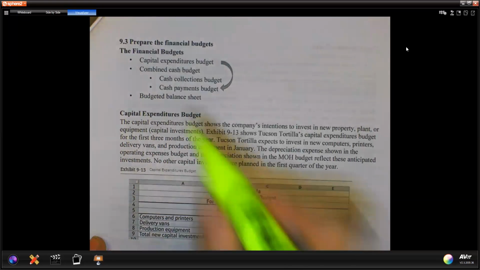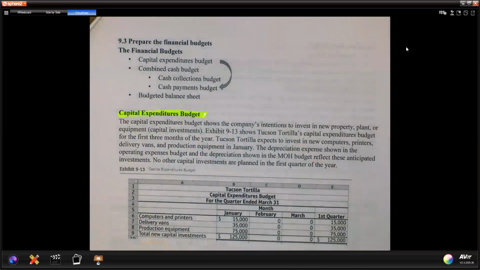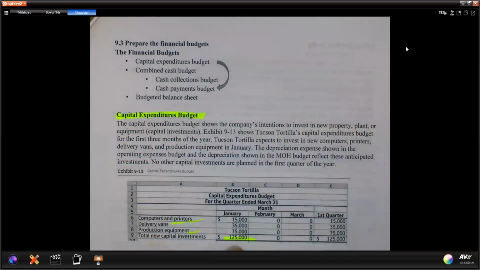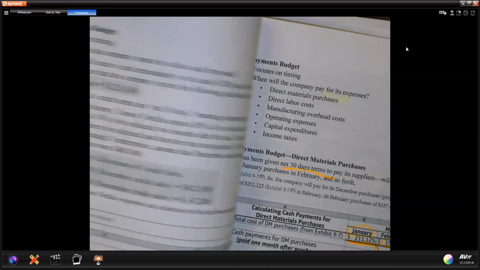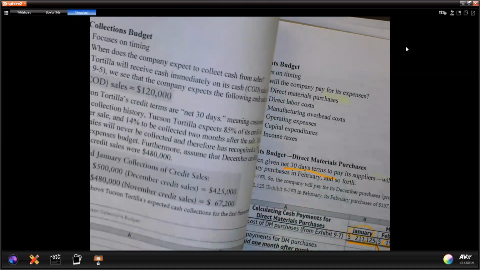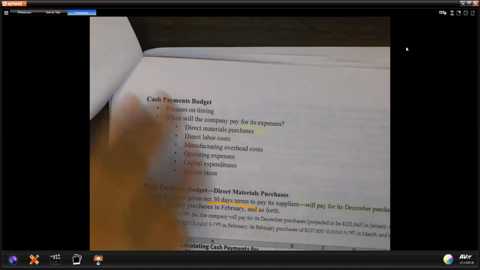One is called the capital expenditure budget. In January you want to buy a new printer, equipment. So in January you will spend 125,000 on capital budgeting, which will be paid with cash. February, March, you don't have any capital expenditure, so you don't need to worry about that. Talking about cash collection, it's related with our budgeted sales.